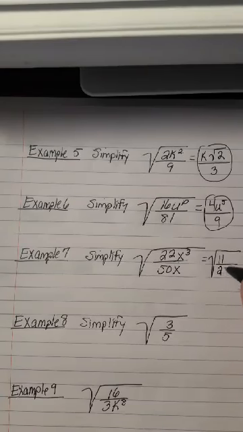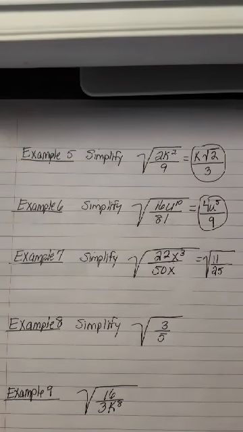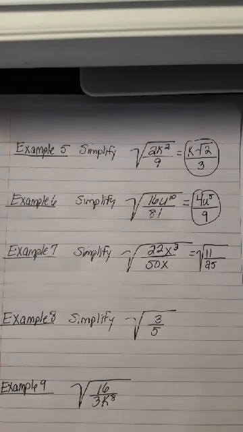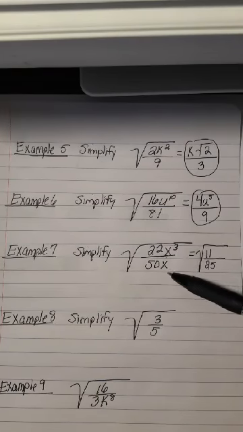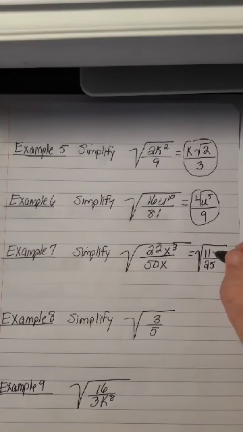over 25. Now the x's: you have an x to the 3rd on top and an x on bottom. Remember, if you have a fraction with the same variable, you subtract the exponents. So x to the 3rd divided by x is x to the 2nd, and it goes on top of your fraction because it's a positive 2 when you subtract those.